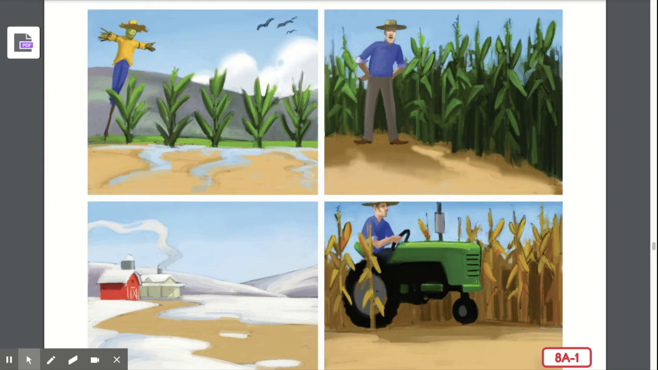Our story today is called The Seasons of Farming. The next read aloud is about what happens on a farm during each of the 4 seasons. Listen carefully to learn about the different things that happen on a farm during each season.